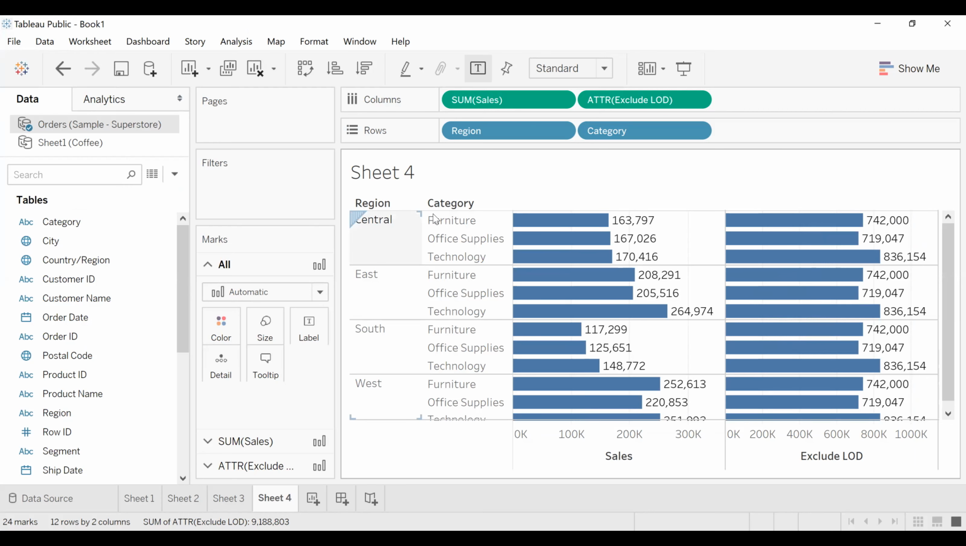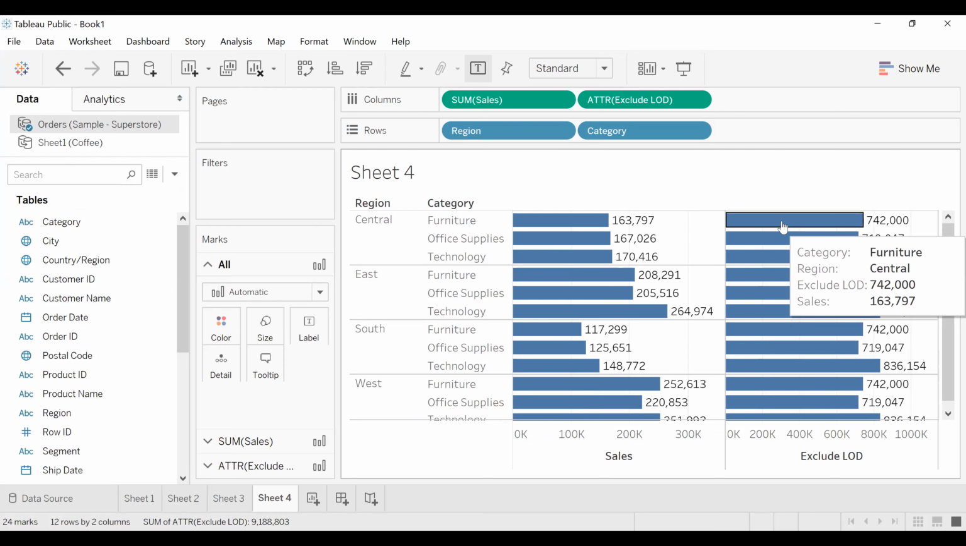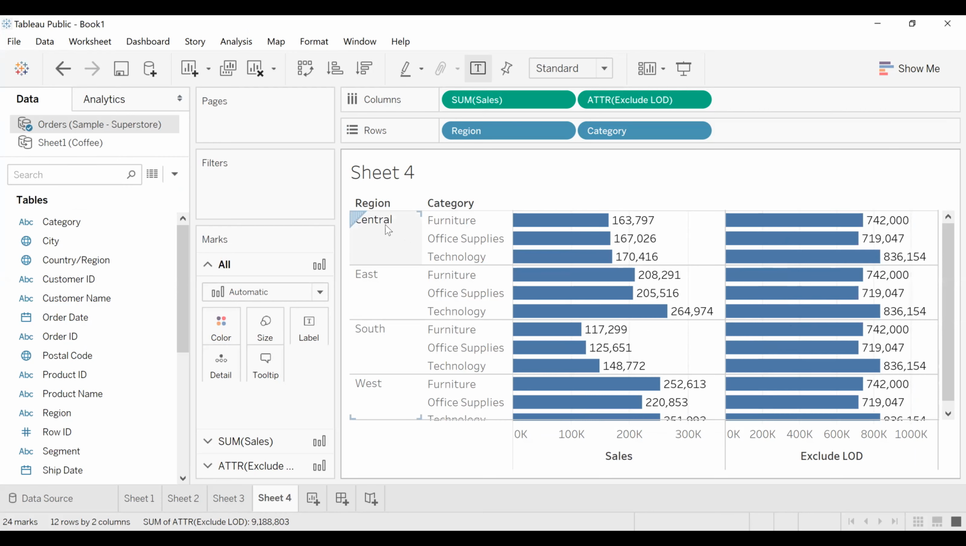So if you understand the definition for the exclude LOD, it is the view level. What is the view level right now? Region plus category, minus the specified dimension which we have given in the expression, which is what? Region. So region plus category minus region. So what will be the level of detail now? It is category only, right? So it will subtract region, which will get crossed. So category will remain. Then it means the level of detail is category. So the calculation of this column will happen at the category level, which is furniture.